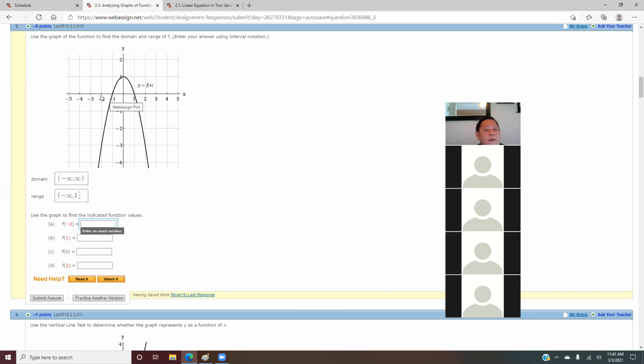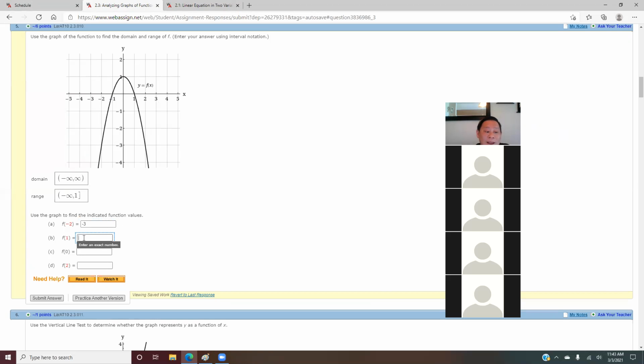This is f of negative 2. Negative what? No, this is negative 2. What is the y value for negative 2? Negative 3. Yes, negative 3. So make sure you understand this one.